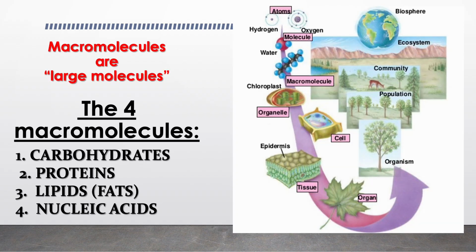Okay, the macromolecules are large molecules, and there are 4 of them: carbohydrates, proteins, lipids, and nucleic acids. You're probably familiar with the first 3 just from the foods that you eat. Carbohydrates, breads, pasta, proteins, nuts, meats, and then lipids are the fats like butter or oil. Nucleic acids, these are what make up your DNA and RNA, and those are responsible for your genetic information as well as for making proteins.